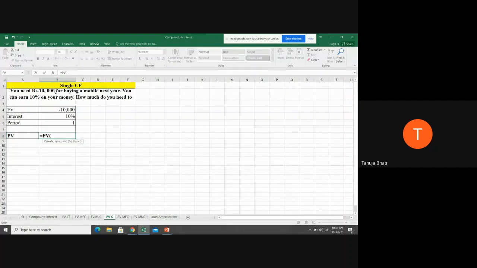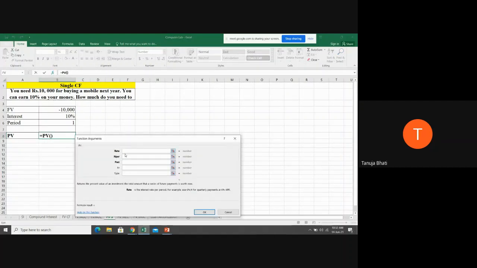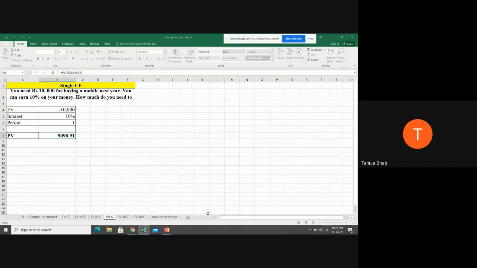Otherwise, if you're finding this difficult, just click on FX. You can fill the information in this table. So what is the rate? Rate is 10%. What is the period? Period is 1. PMT is 0. Future value is 10,000. And you click on OK. So you get the present value as 9,090.91. Is this particular part clear, students?